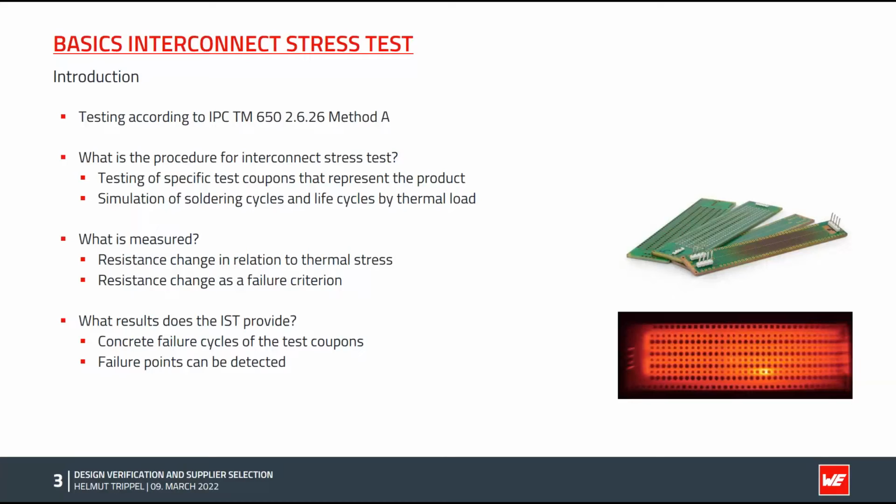So what results does the IST provide? Concrete failure cycles of the test coupons, and the failure points can be detected as shown here. You can see that there's a thermal load on this coupon under an infrared camera, thermal imaging, and we can clearly determine where a hotspot is, and the hotspot shows us the weakest link in the structure.